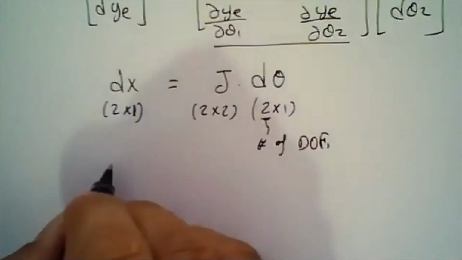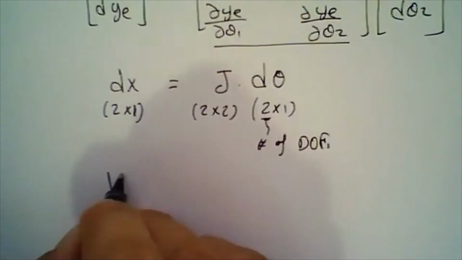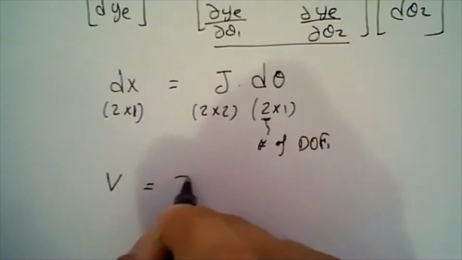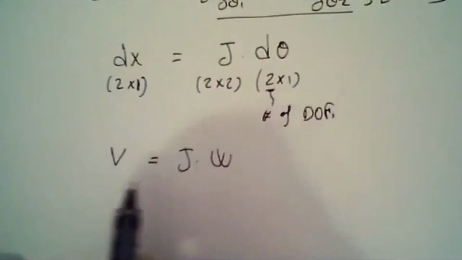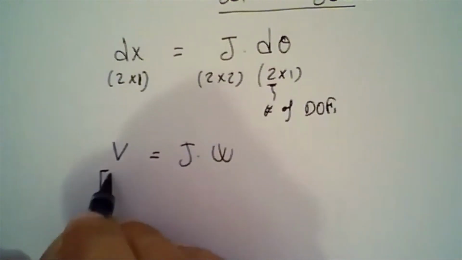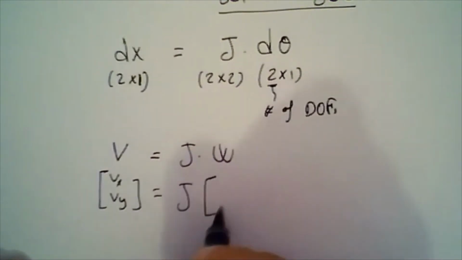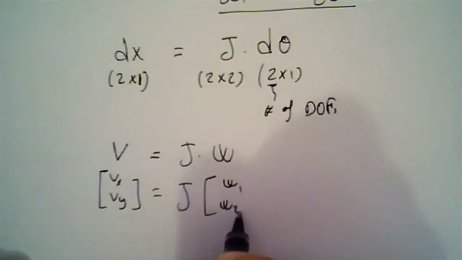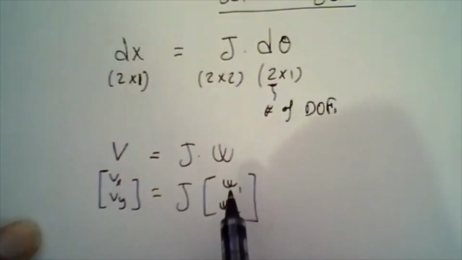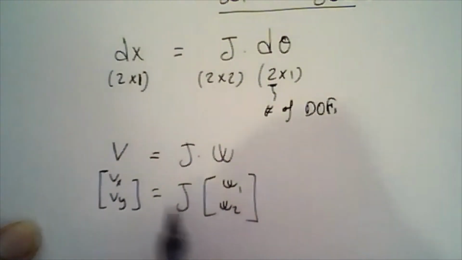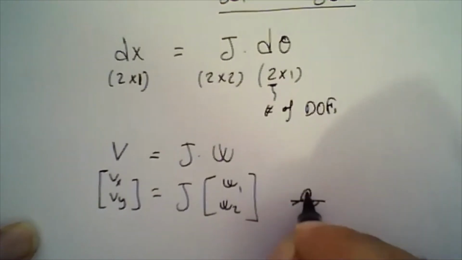Anyway, so if I divide by dt, what do I get? If I divide dx by dt, I'm going to get the velocity of the robot, and this guy would be omega, right? So this is px, py, which is equal to J times omega 1, omega 2. So the Jacobian also helped me to relate the angular velocities of the motors with the linear velocity of the end effector. So back to my robot.